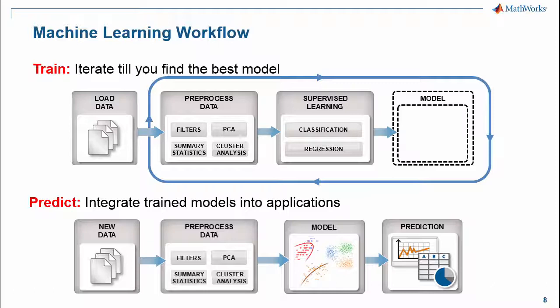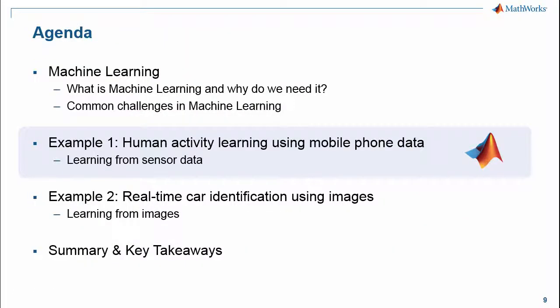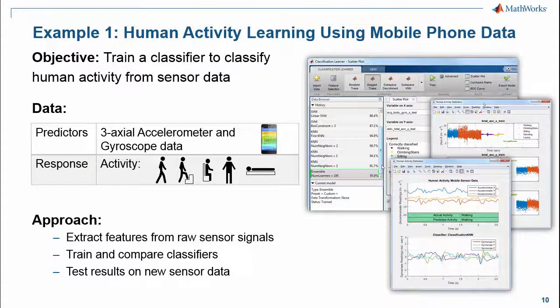Let's now use this workflow to go through an example in MATLAB. The objective of this example is to train a classifier to automatically identify human activities based on sensor measurements. The data consists of 6 inputs, 3 from accelerometer and 3 from gyroscope. The response or the output are the activities performed: walking, standing, running, climbing stairs, and laying.